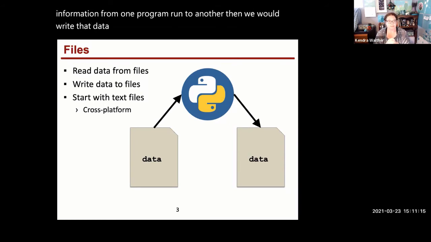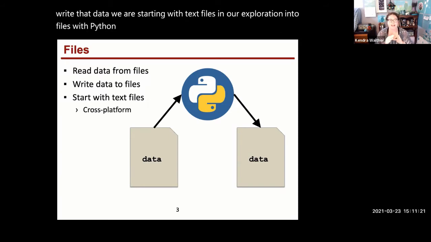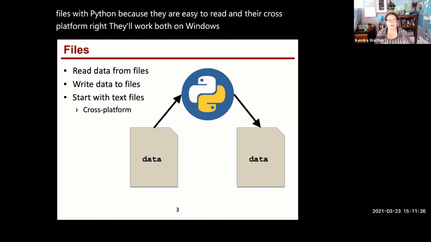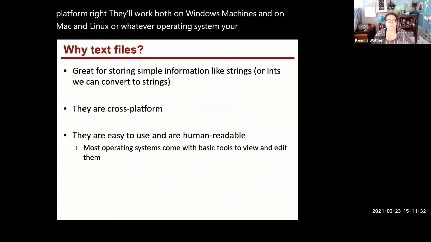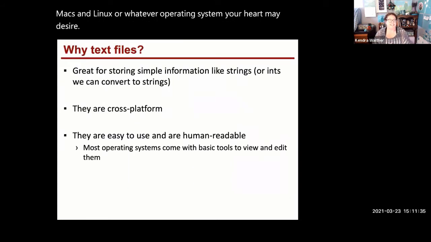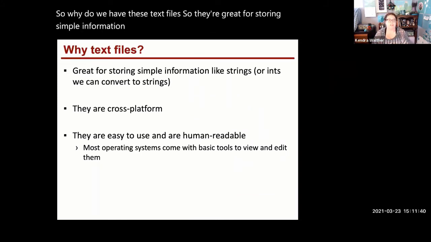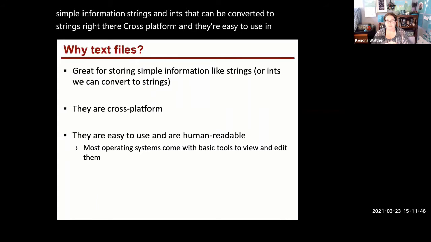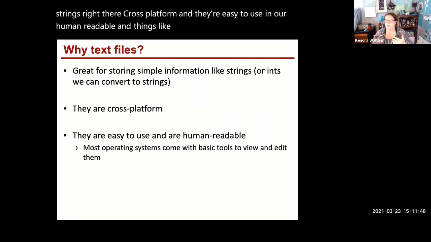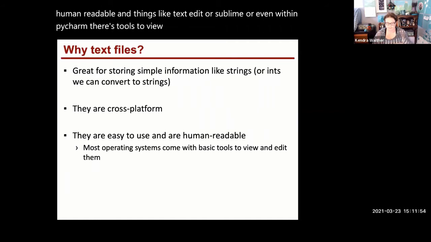We are starting with text files in our exploration into files with Python because they're easy to read and they're cross-platform. They'll work both on Windows machines and on Macs and Linux or whatever operating system your heart may desire. So why do we have these text files? They're great for storing simple information, strings and ints that can be converted to strings. They're cross-platform and easy to use and are human readable. And things like TextEdit or Sublime, or even within PyCharm, there are tools to view and edit text files.